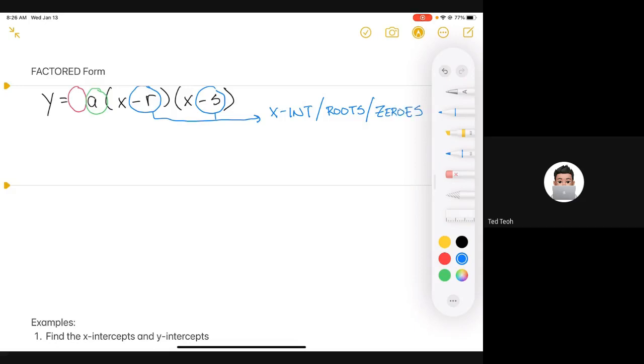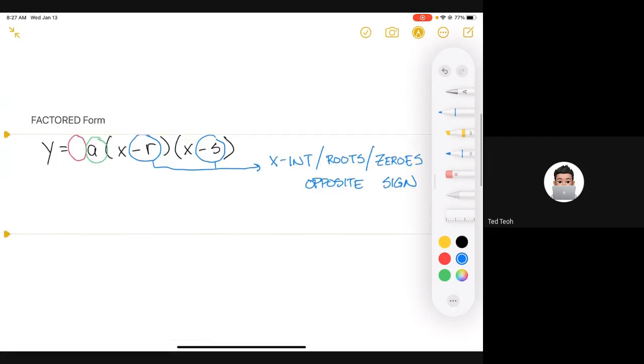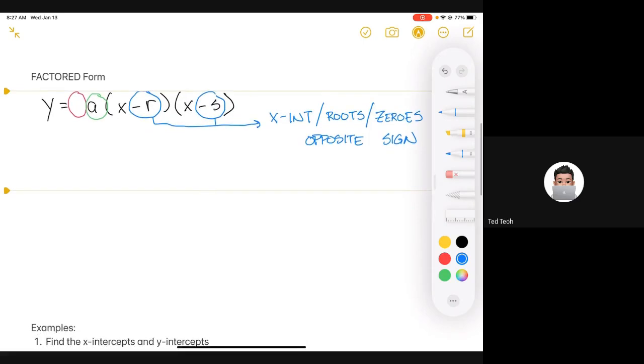All right. And we just have to remember one rule about the roots and the X-intercepts. It's the same thing as when we're finding the X value in the vertex. It's the opposite sign. So I'm going to write here, opposite sign. That's what the X-intercepts are. They're always going to be the opposite signs of what's inside the bracket. Okay, so let me write down an example here.